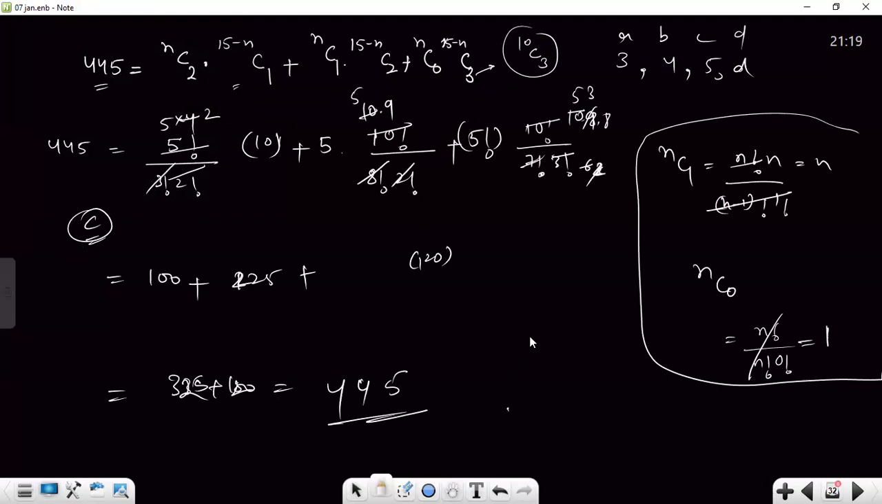Otherwise, it would have taken you a longer time after checking options A and B. Then you would also have solved the same. Clear? Any doubts?